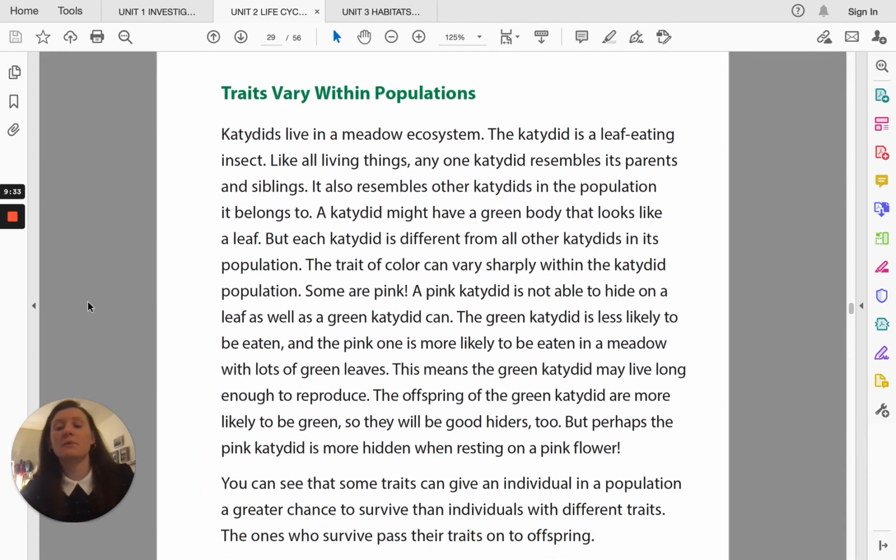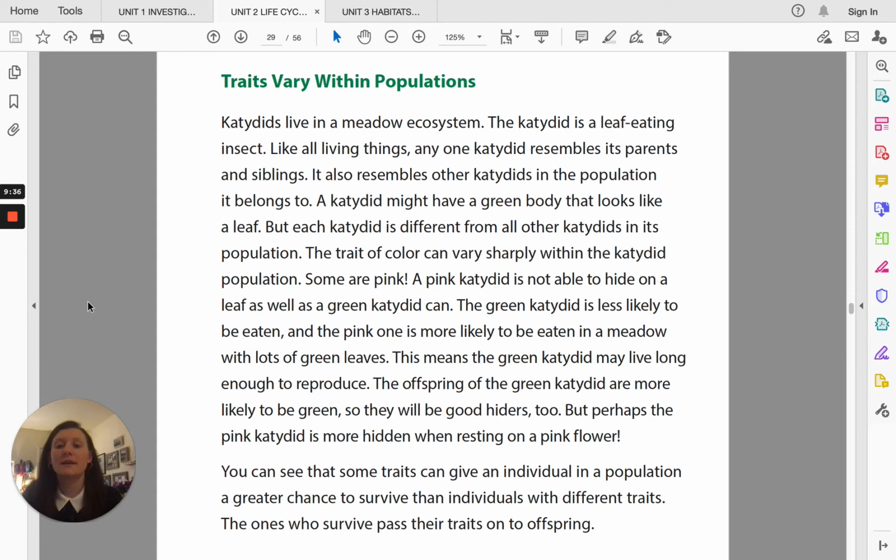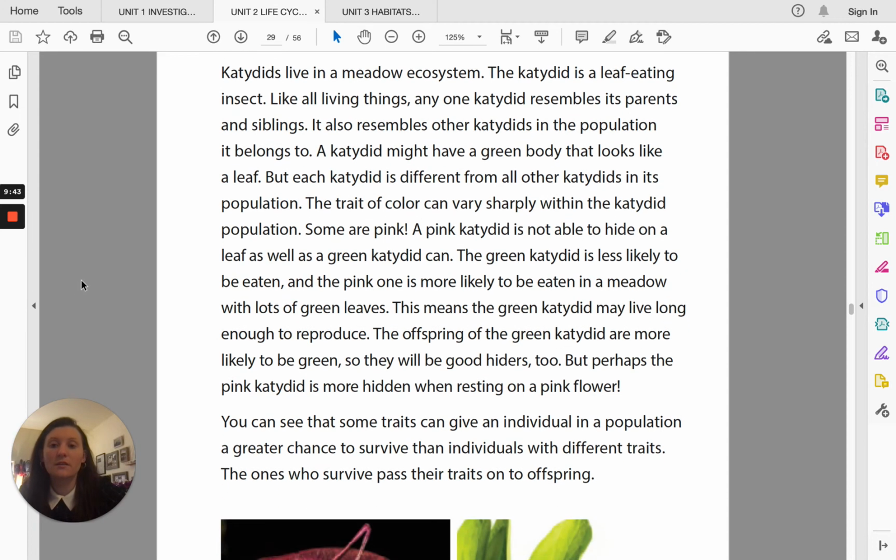Traits vary within populations. Katydids live in a meadow ecosystem. The katydid is a leaf-eating insect. Like all living things, any one katydid resembles its parents and siblings. It also resembles other katydids in the population it belongs to. A katydid might have a green body that looks like a leaf, but each katydid is different from all other katydids in its population. The trait of color can vary sharply within the katydid population.